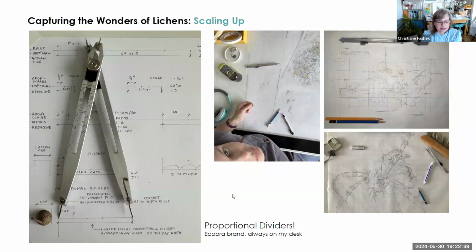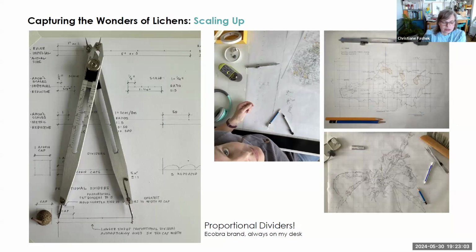On to the dividers. So as an architect, now that I have a specimen in hand of lichen that I need to possibly scale up, I must draw it and potentially magnify it. And these are my proportional dividers. I've seen other artists have them in this talk series. They're fantastic. They're my most important tool.